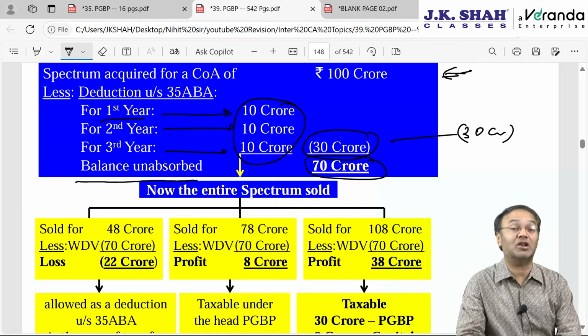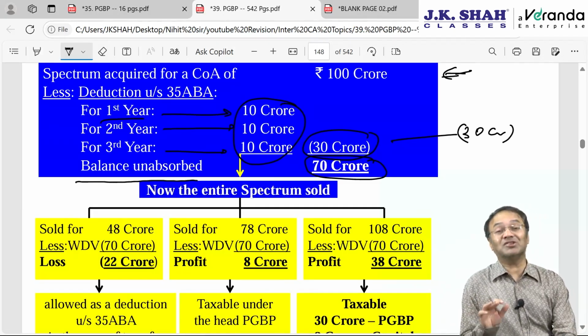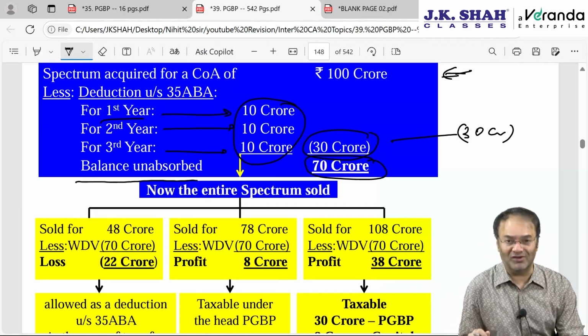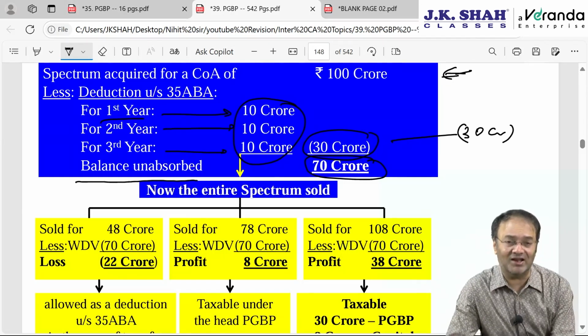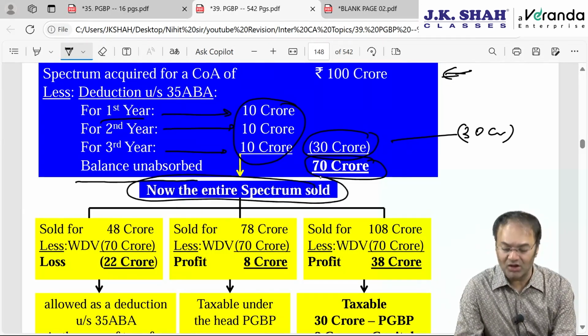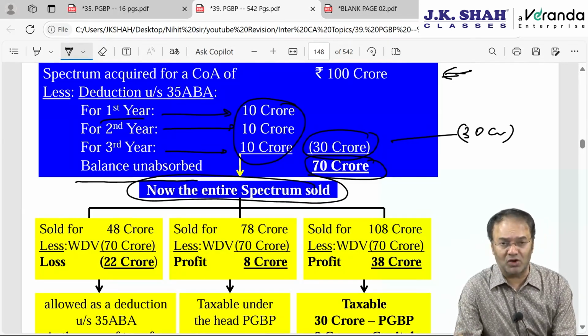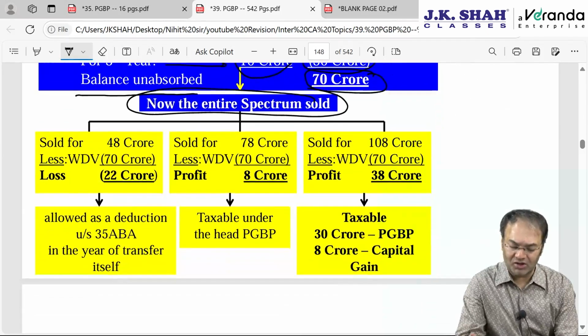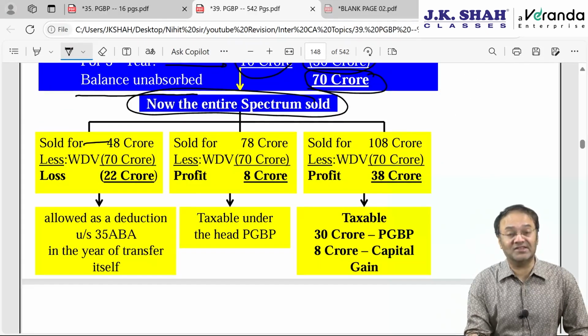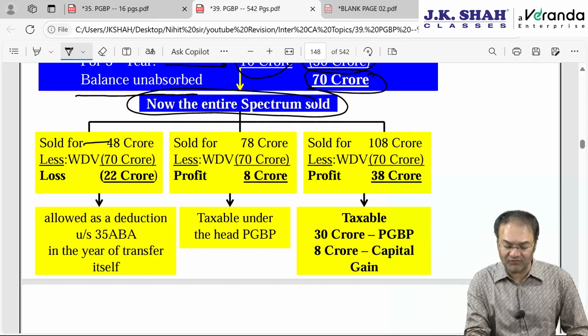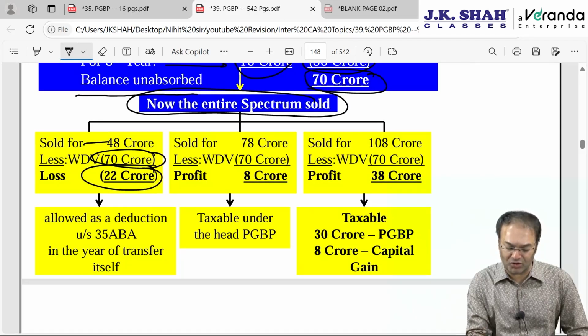For a reason, we are not claiming depreciation. Since depreciation is not allowed, you cannot call it WDV. Now if the license is sold entirely, 100% license is sold, two possibilities: sold at a profit, sold at a loss. If sold at a loss, that means sold for less than 70 crore. Let's say sold for 48 crore, minus 70 crore, which is the cost of acquisition, that is WDV, 22 crore is a loss.